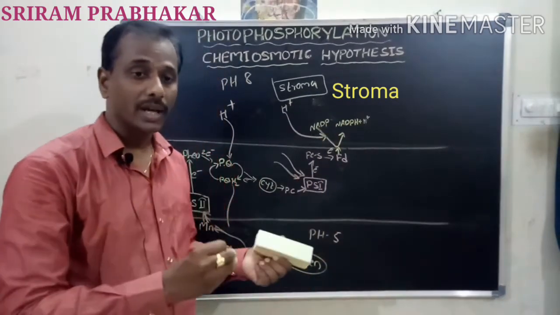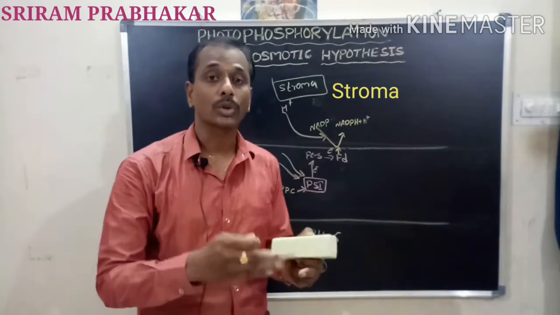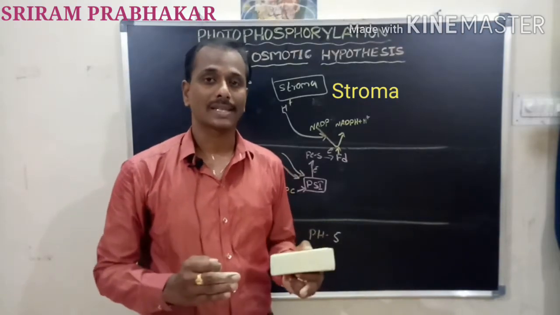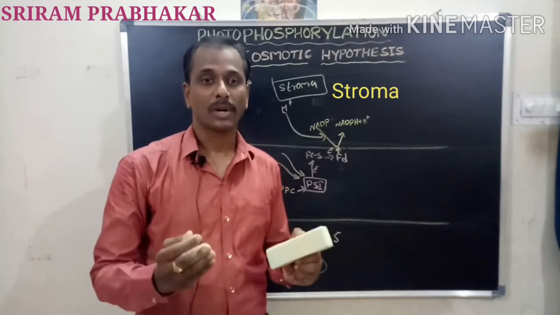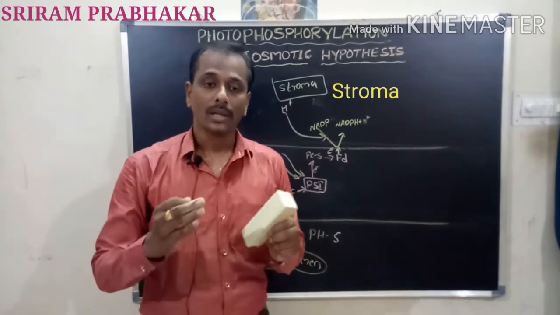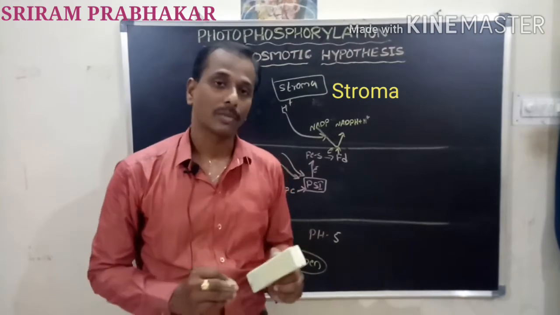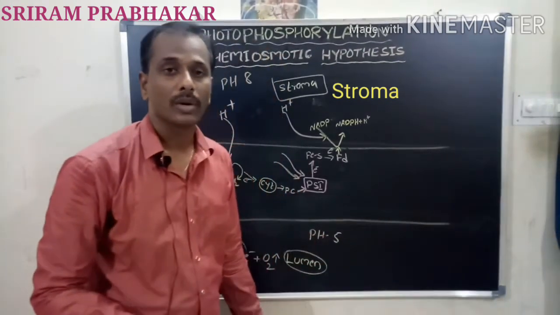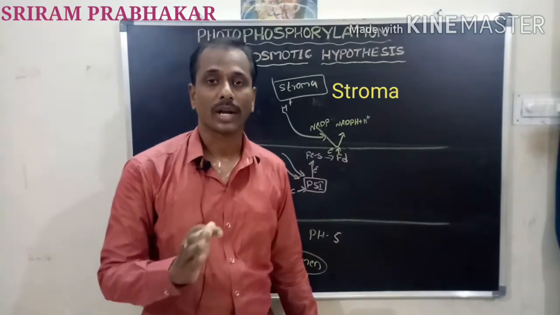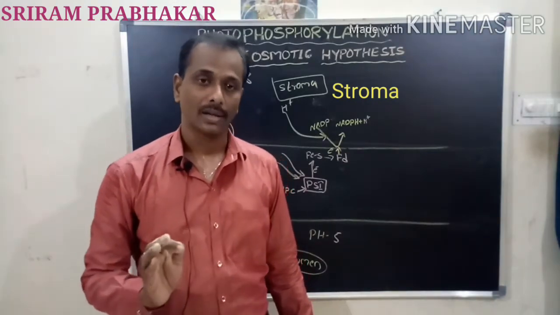When a material or ions can be transported through the membrane, the process is called osmosis. Something is moving through the membrane, and it is called osmosis. But here the membrane is impermeable. It cannot give permission for the transport of protons.